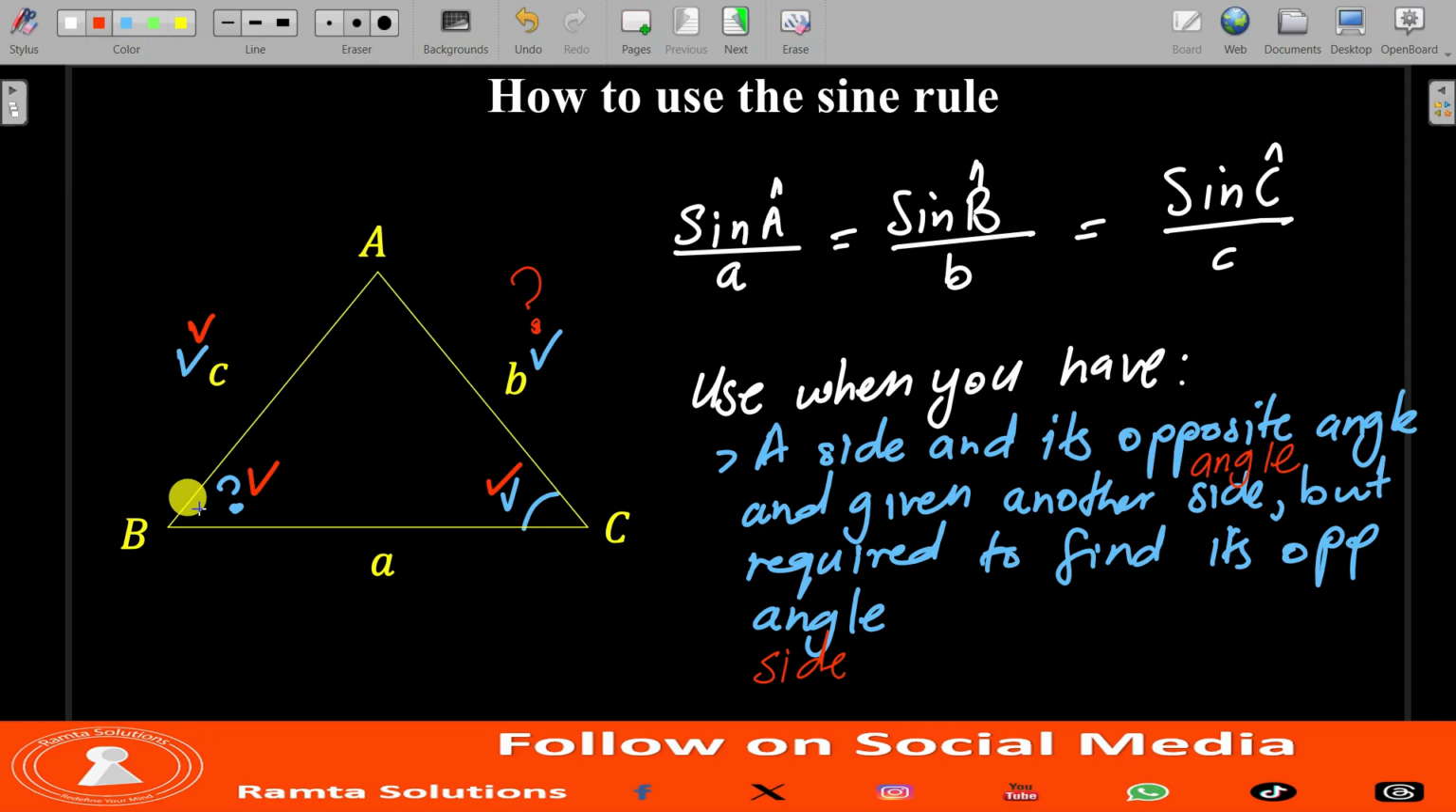I want you guys to remember this. Now, looking at these, you don't have to always have sine A over A equals sine B over B. Even if you say this part equals this part, it still works. Remember, there's equality here, so one equal to another does not matter. Okay, so this is sine rule, and this is how you use the sine rule.